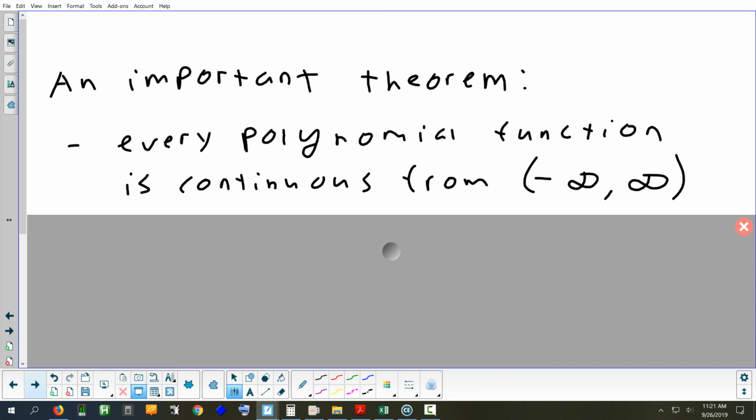All right, so every single polynomial is continuous from negative infinity to positive infinity. Remember, polynomials are things that look like this: 3x cubed, 2x squared, plus 4x minus 5. Polynomials never have fractions with variables in the bottom. If you never have a fraction with a variable in the bottom, you're never going to divide by 0. So polynomials, you never divide by 0.